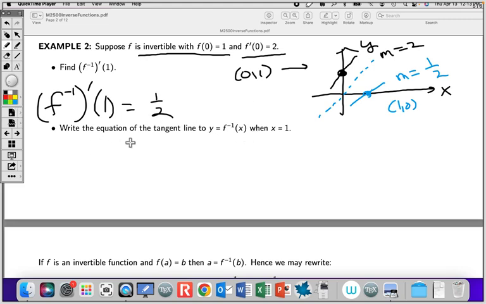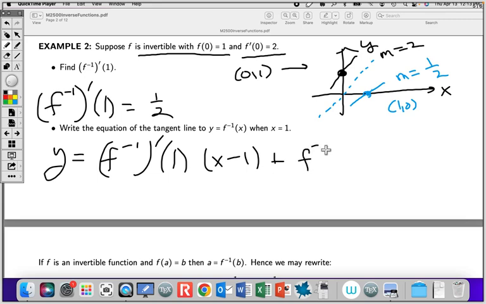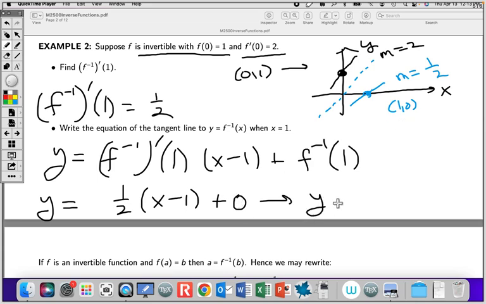All right, write the equation of the tangent line to y equals f inverse of x when x equals 1. So we got our tangent line formula, y equals, we need the derivative of the function at 1 times x minus 1 plus the inverse at 1. The derivative of the inverse at 1, that's our slope, that's a half, times x minus 1. f inverse of 1, that's the y value on the graph, which is 0. And so we get y equals 1/2 x minus a half.